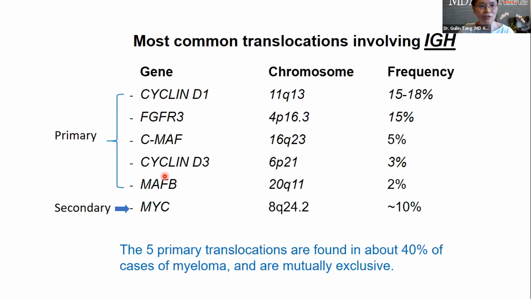They are sufficient to cause the plasma cell neoplasm. And then they are usually mutually exclusive, meaning if you have IGH CCND1, you are not going to see IGH FGFR3. So there is at least one IGH rearrangement here. This one is usually secondary. It accompanies other translocations.